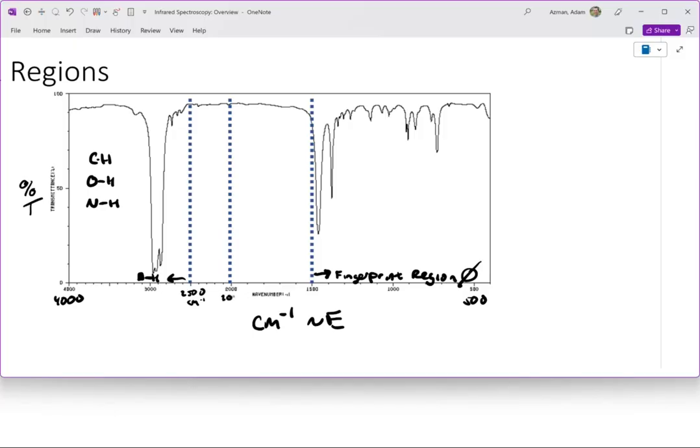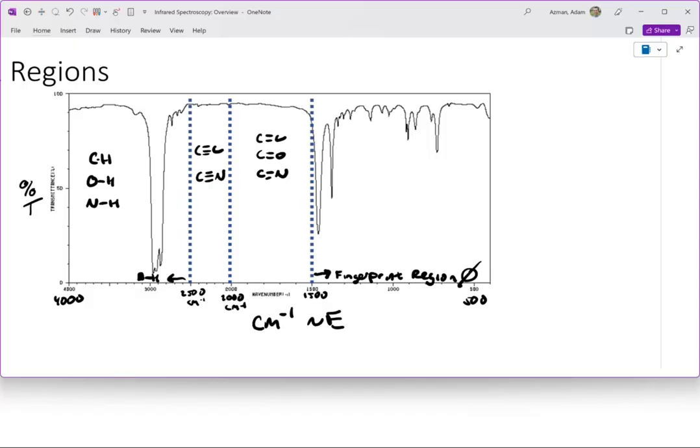The region between 2000 and 2500 is where we get things triply bonded to carbon. So carbon triple bonded to carbon, and carbon triple bonded to nitrogen. The region between 2000 and 2500 is the triple bond region. It's the region between 1500 and 2000 that we get the double bond region. So carbon double bonded to other carbons, carbon double bonded to oxygen, carbon double bonded to nitrogen. We don't see that too often, but in the event that we do, they would appear in this region as well.